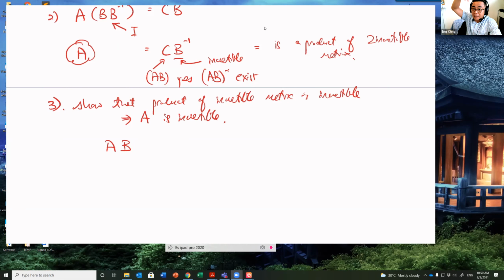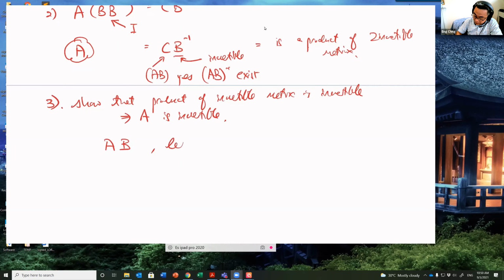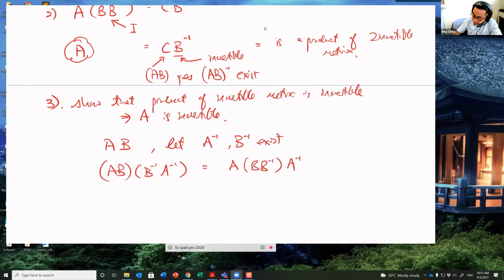Here A and B is not the upstairs A and B anymore. Some A, some B. Let A minus 1 exist and B minus 1 exist. And then we now try this: AB multiplied by B minus 1, A minus 1 equals to A, B minus 1, A minus 1 equals to A minus 1 equals to I. Finish. So if we post multiply AB by B minus 1, A minus 1, then we'll reach I.